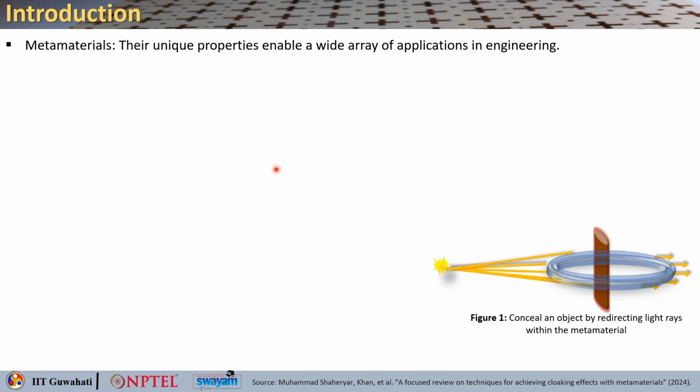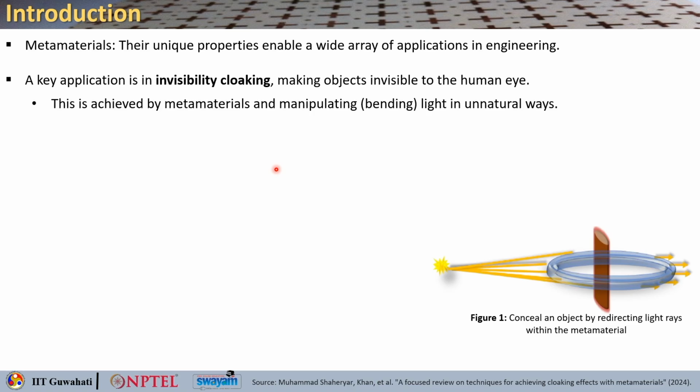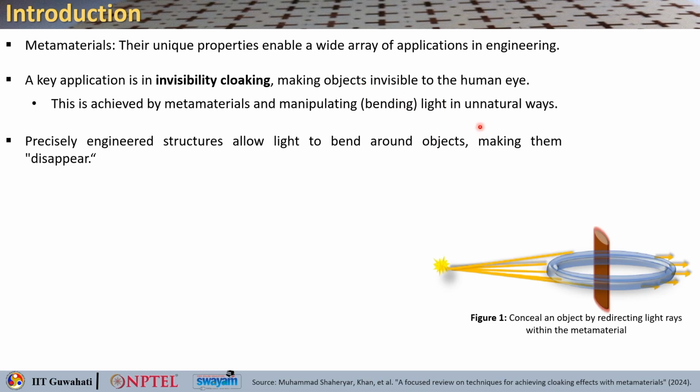So, from the beginning of this course we have been discussing this particular feature of metamaterials, that these are artificial materials with some properties which are not found in nature. So, that allows you to make some unique properties that enables a wide range of applications in engineering, of which one key application is always invisibility cloaking. That means you can make an object invisible to the human eye, and this can be achieved by metamaterials by means of manipulating or bending light in unnatural ways.